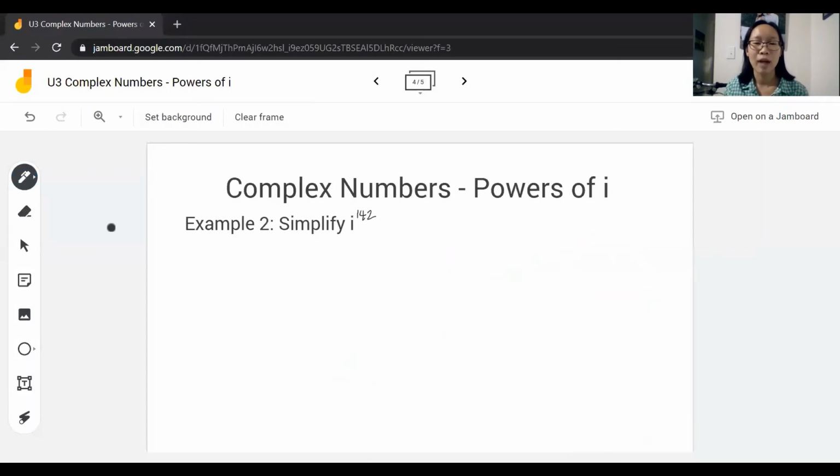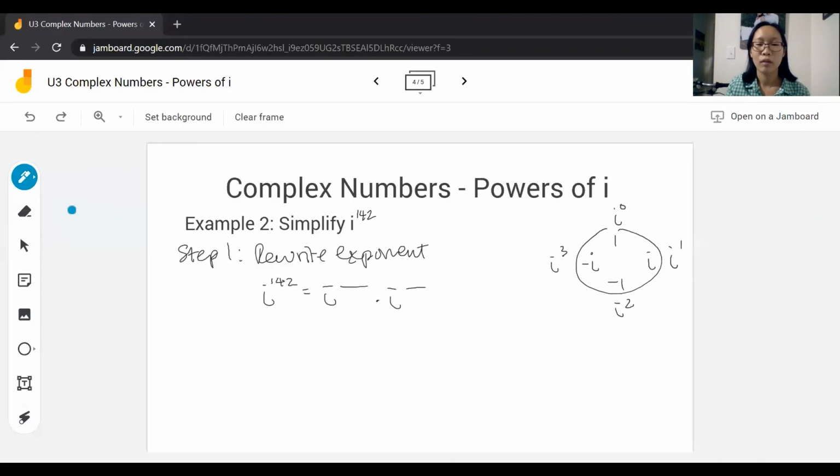In this example, we're asked to simplify i to the 142nd. I'm going to draw my clock for reference again, but I definitely don't want to count my way around. First, we rewrite 142. Remember, the second one is going to be my remainder, so I want to know what my remainder is when I divide 142 by 4. My remainder is 2. So since my remainder is 2, I added 140 and 2 to get 142.